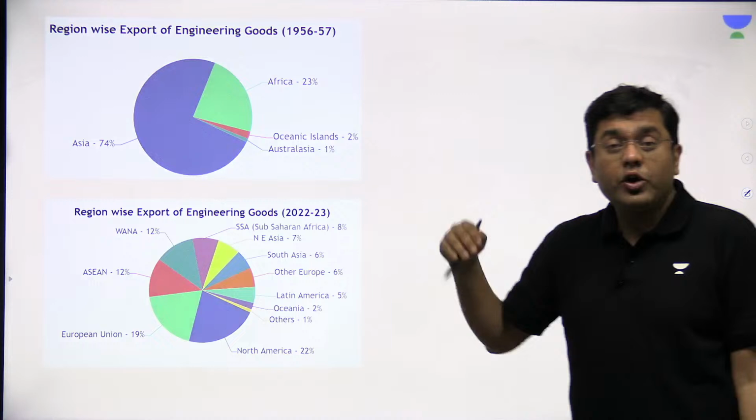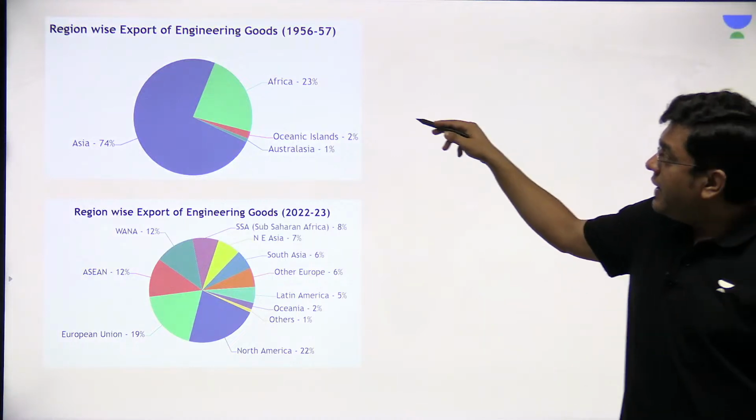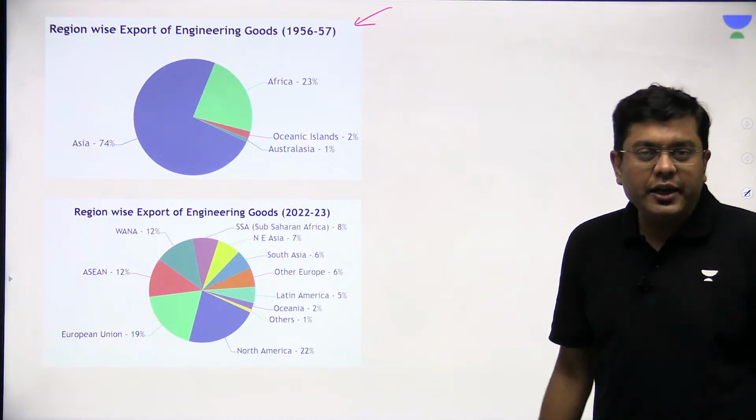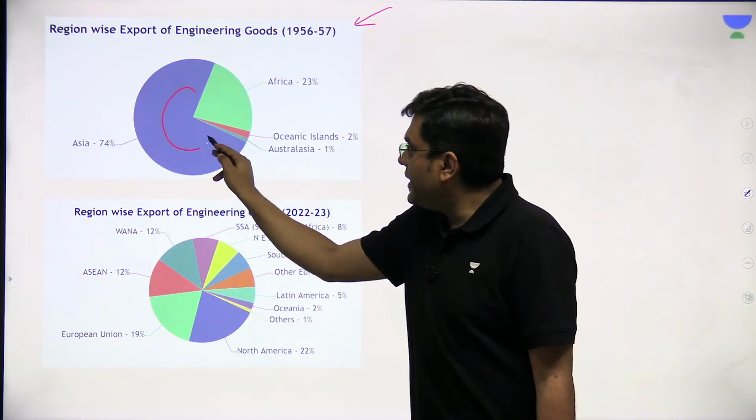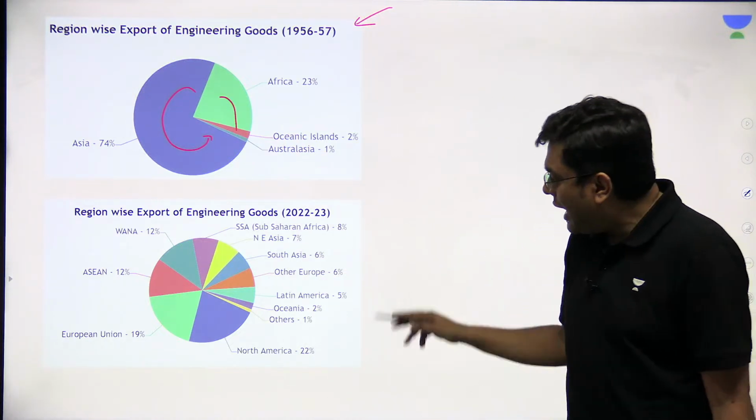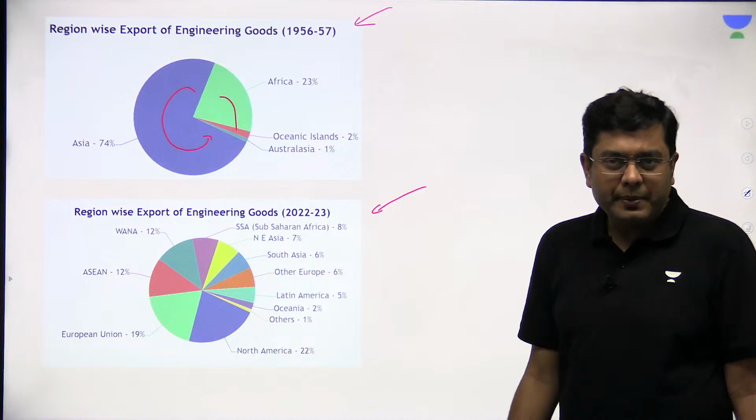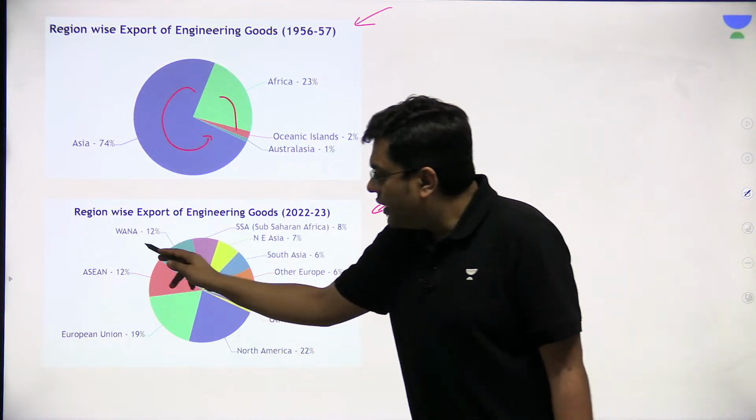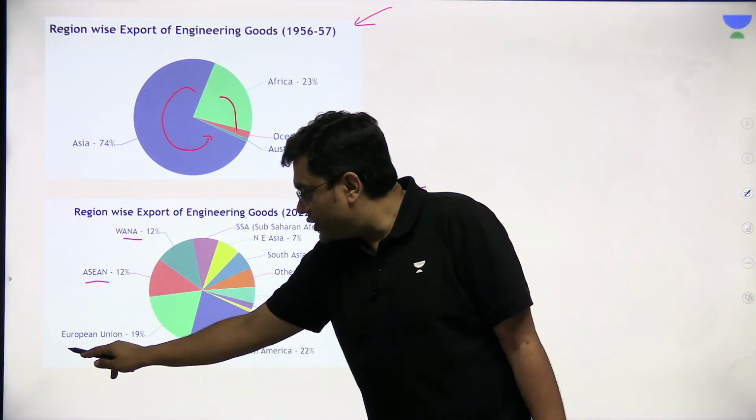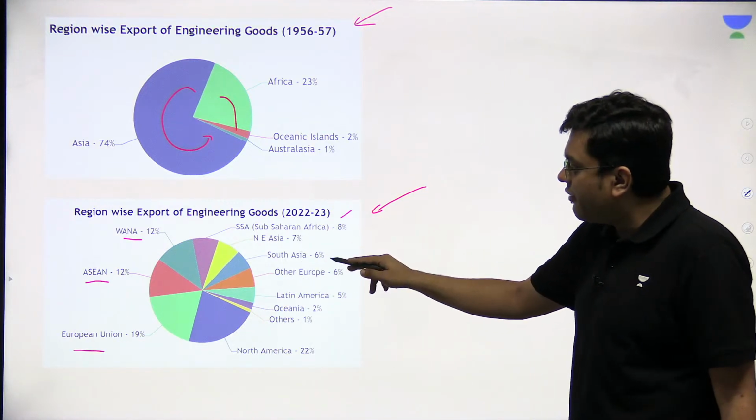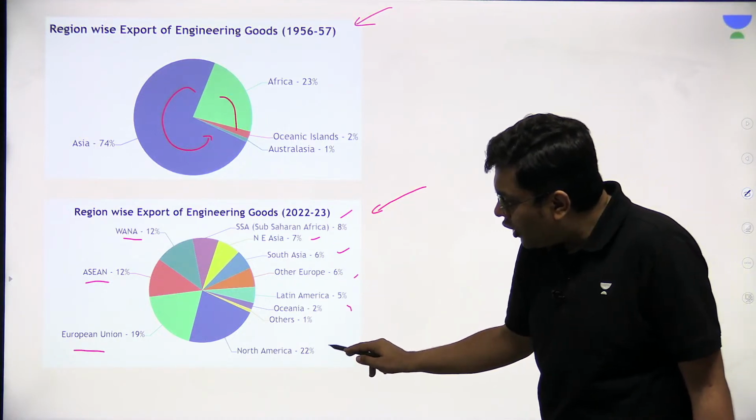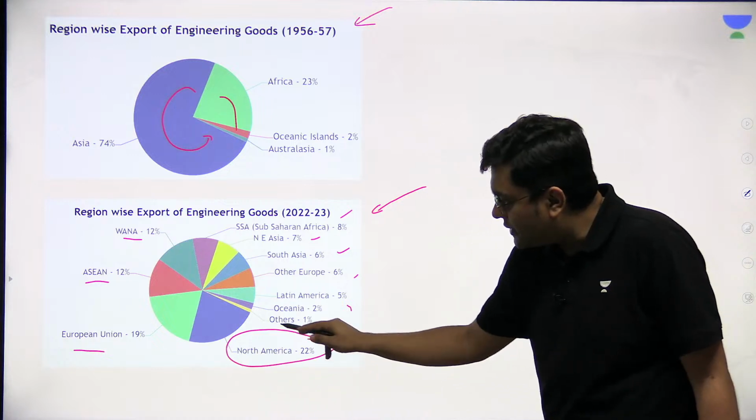Earlier, if you just take a look at the comparative analysis, in 1956-57, look at where our engineering goods would be exported. Largely in Asia and Africa. Now look at the diversification of the market. So you have West Asia, North America, North Africa region, the ASEAN region, the European Union region, Sub-Saharan Africa, Northeast Asia, South Asia, European portion, and North America forms a larger chunk.